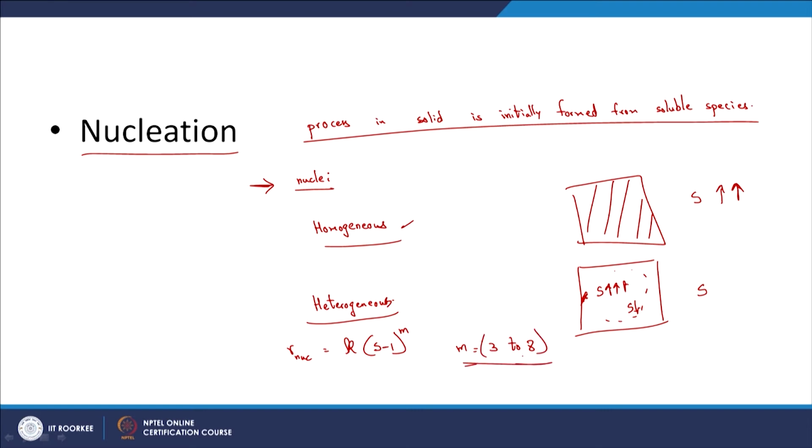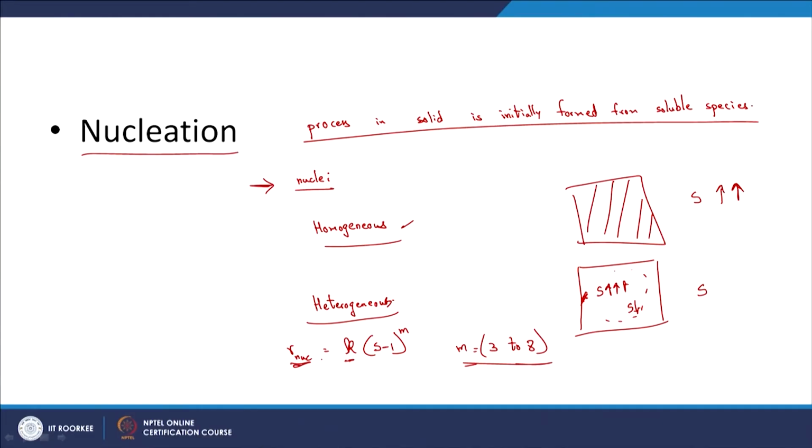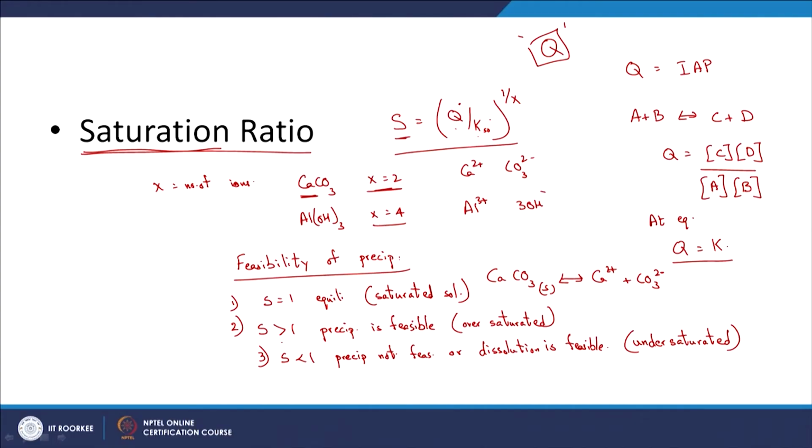So what does this mean for a person who is trying to promote precipitation now? K is a constant, and R is the rate of nucleation. So we say that in this particular case the rate of nucleation is K times (S minus 1) to the power of m, but keep in mind that m is 3 to 8. S is the saturation ratio. So when did we say precipitation was feasible? When S is greater than 1. That is what we discussed. When S is greater than 1, precipitation is feasible, or when it is oversaturated, as in Q greater than KSO.